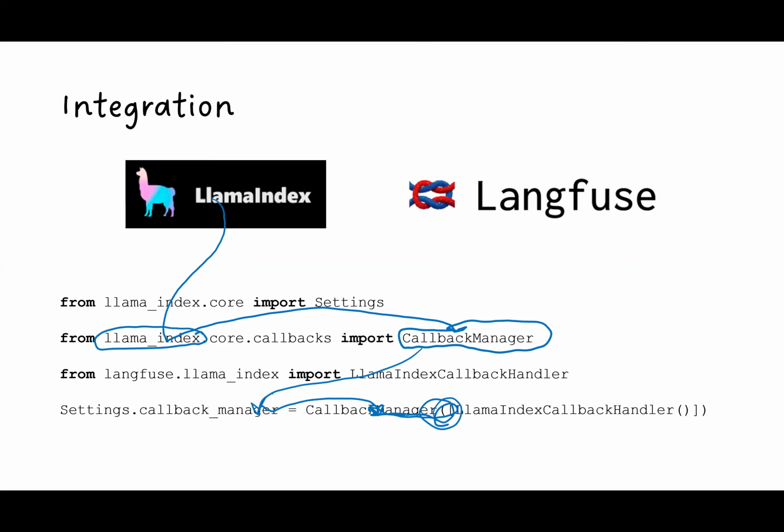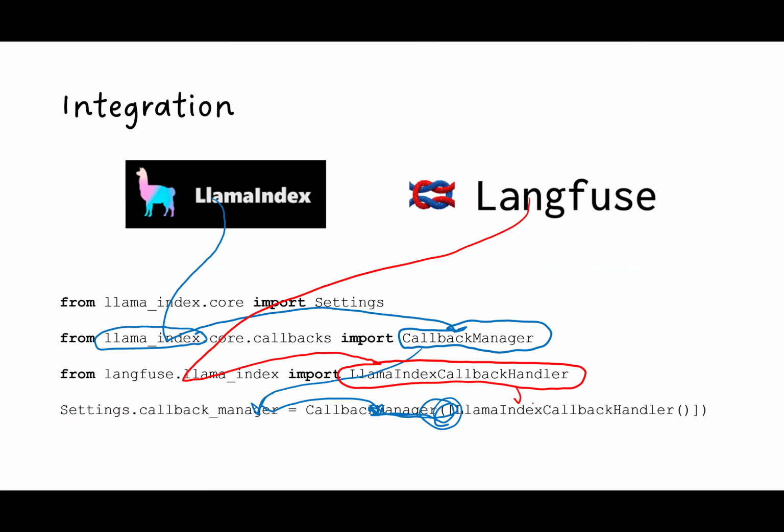Then from Langfuse, what we import is a special handler that implements the Llama Index callback handler. We take it as an argument here, the Llama Index callback, and then they get fused together. I like to draw it like this to show you how two things eventually meet in one line of code.